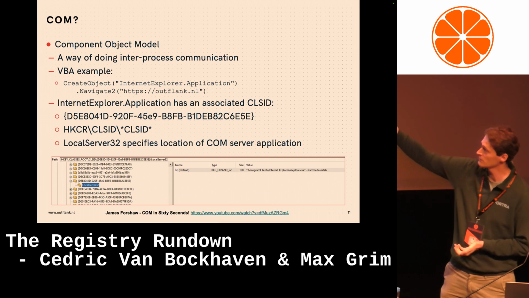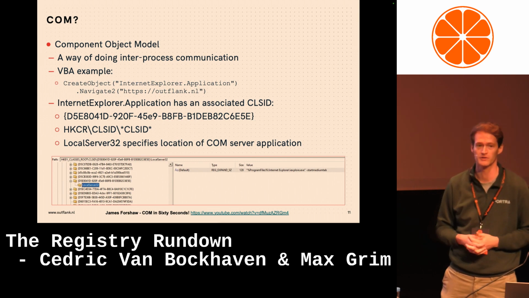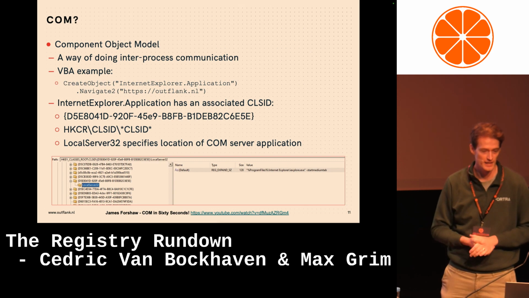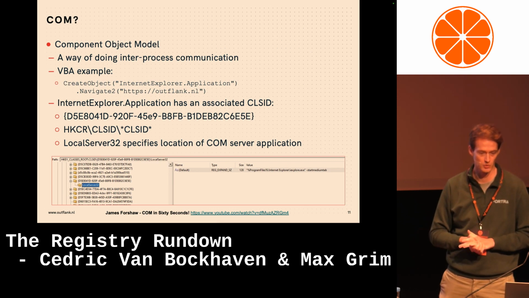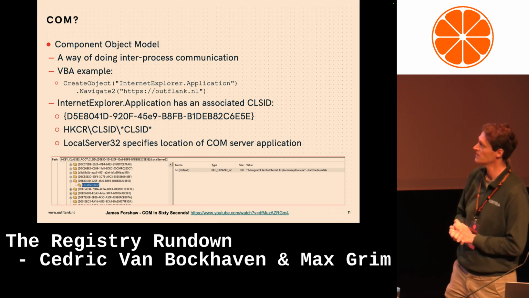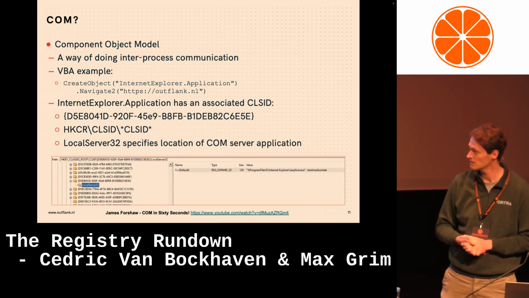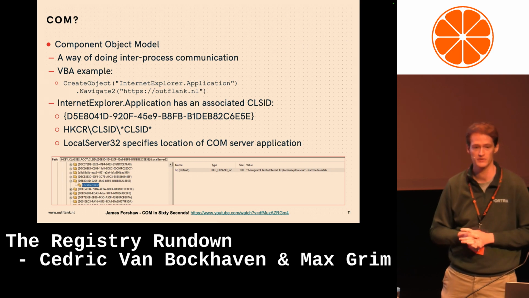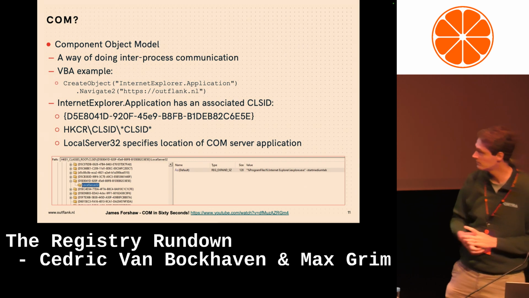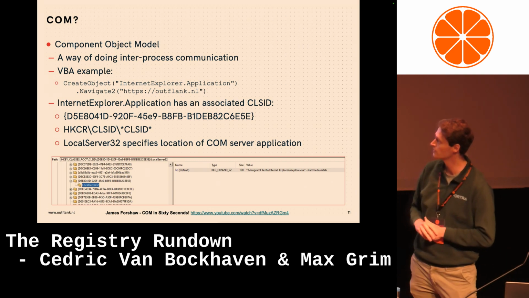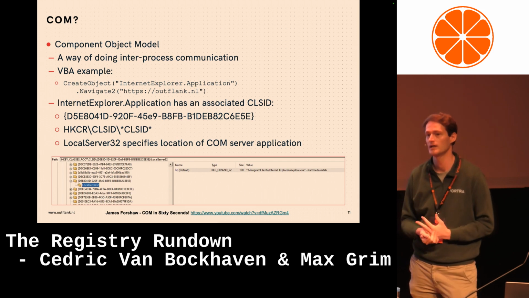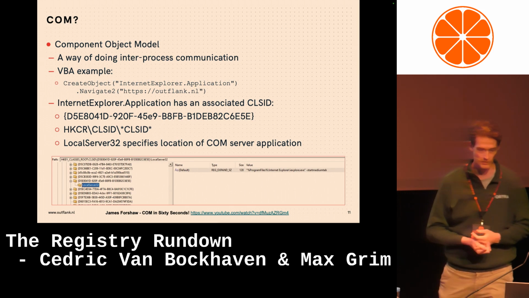And what you can do is, for example, create an object of the InternetExplorer.Application class, and then navigate to a specific URL, and that works then via COM. With this class, InternetExplorer.Application, there's an associated CLSID, and that information is stored in the registry under the HKCR hive. And then it will tell, under a specific registry key, LocalServer32, which application to actually instantiate, to run, and interact with on a COM level.